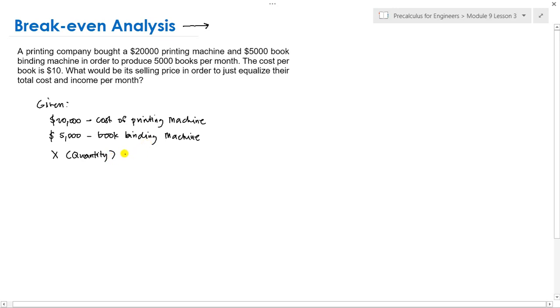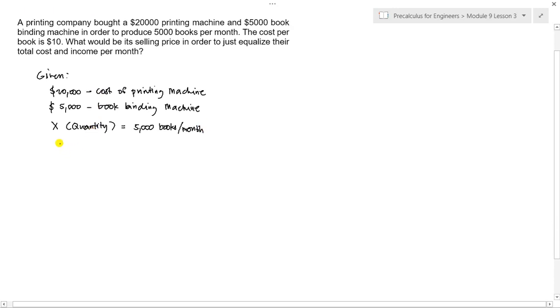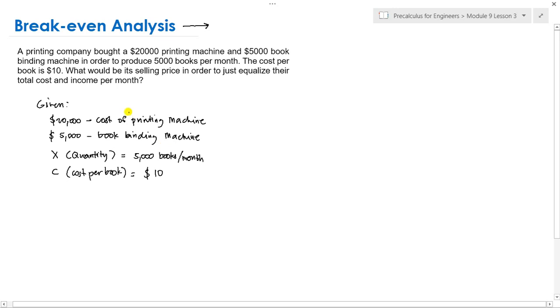Okay? Quantity. So, the quantity produced is 5,000 books per month. Next, the cost per book. We're going to indicate that one as C. So, the cost per book is $10 each. Okay, $10 each.